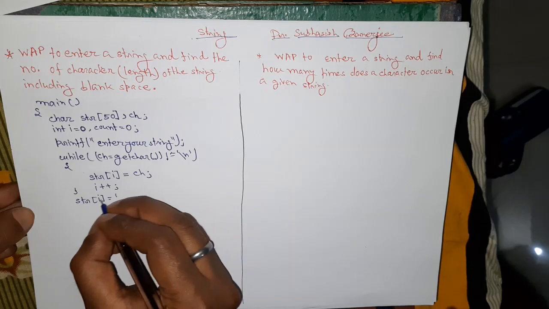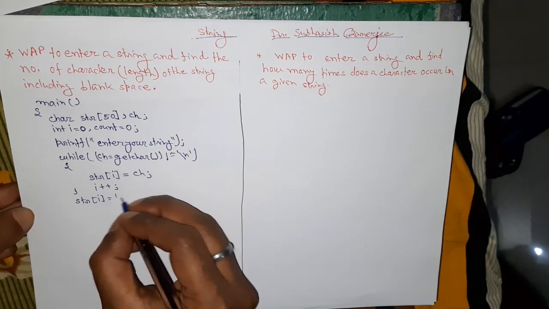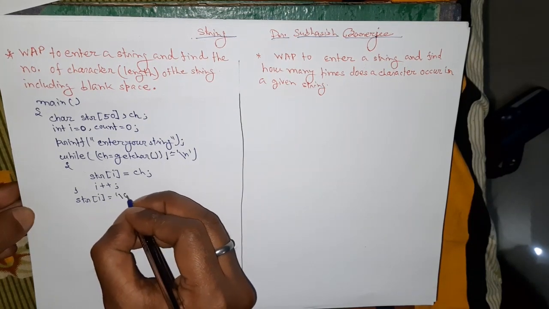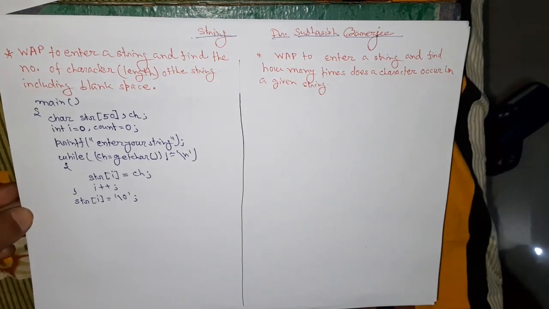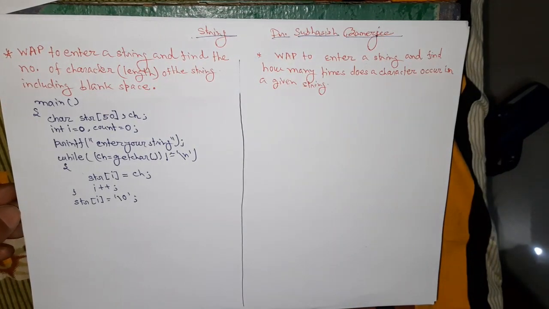So I will stop at the last position, so we'll have to place a \0 as a null character to define the end of the string. So here your string is ready. Now what we'll have to do is count the number of characters.